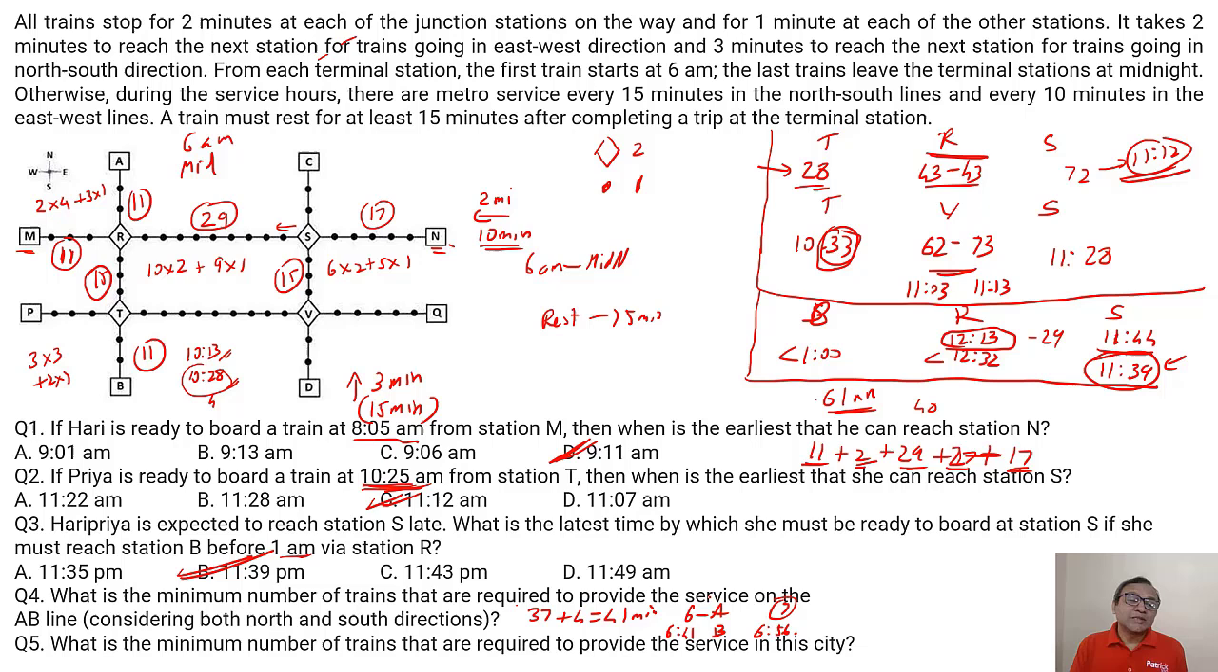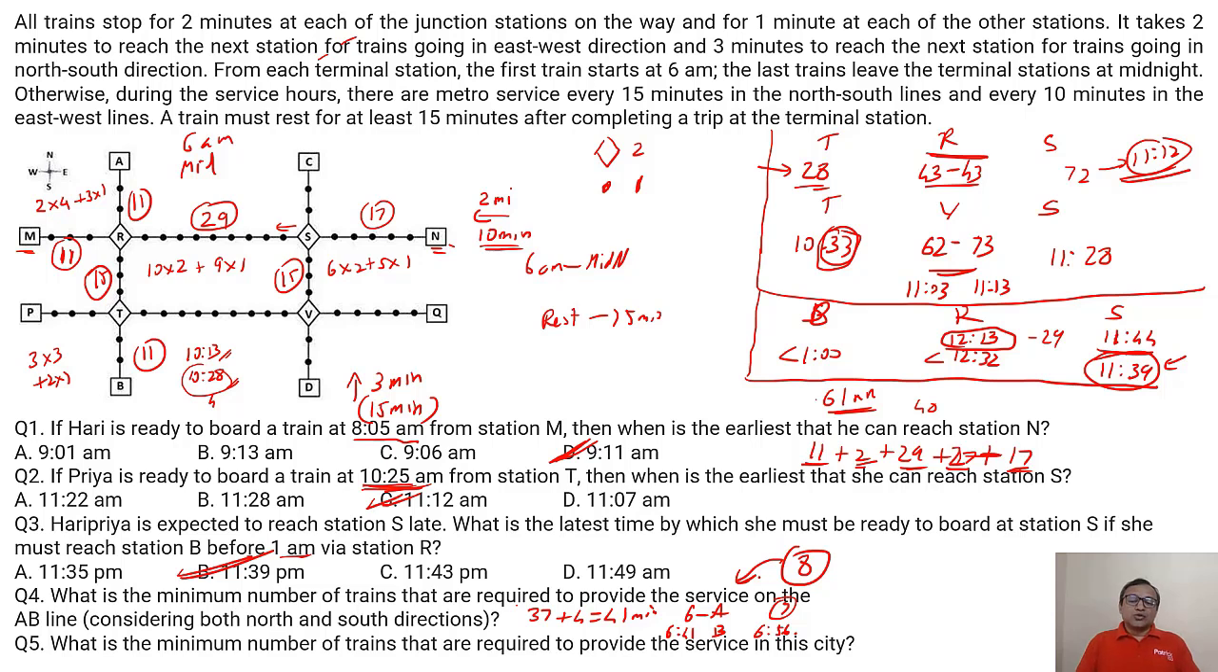Which means from 6:15, 6:30, 6:45, I need 4 trains from B before I can use the same train from A. So 4 trains from B and I require 4 trains from A. So 8 trains will be required for me to run the AB line. So 8 will be the answer in this case.